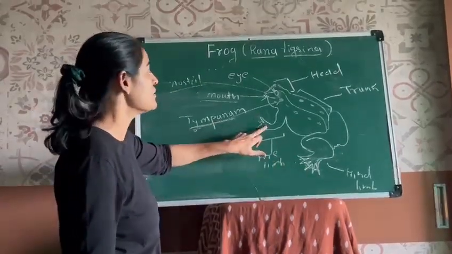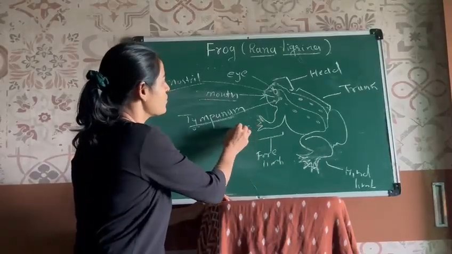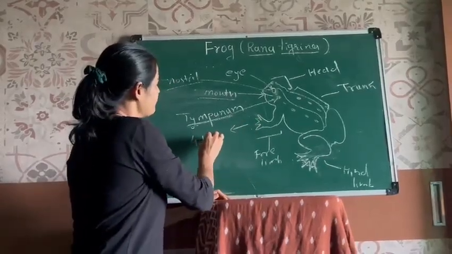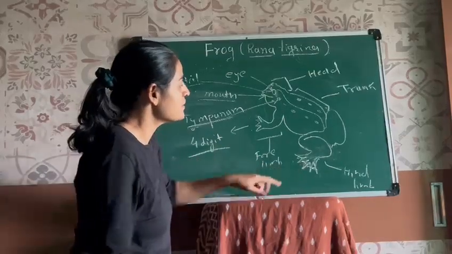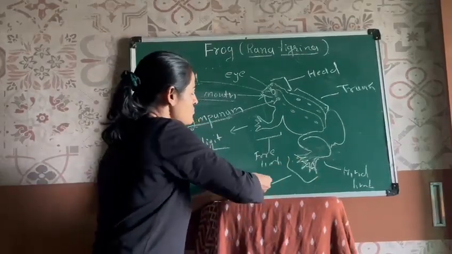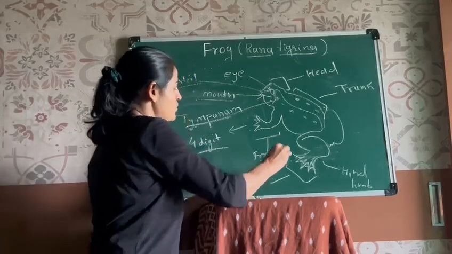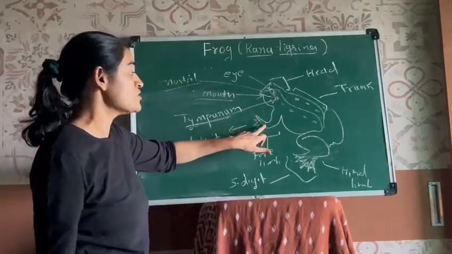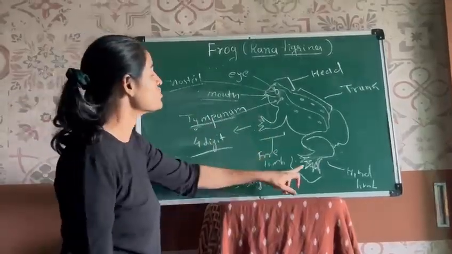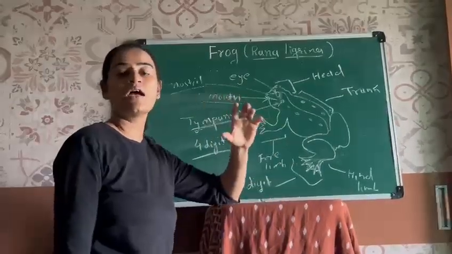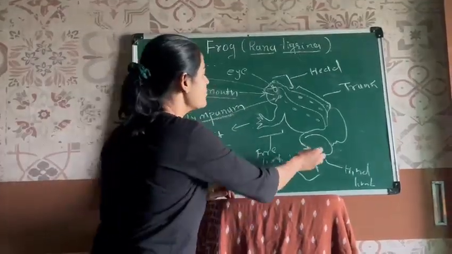Okay, and here only 4 digits are there. You can see that only 4 digits are there. Otherwise you can see here 5 digits. So some differences are there in their limbs. Okay, 5 digits are there. The forelimbs are thin and short, but the hind limbs are very thick and muscular, a very strong structure with webbed digits.